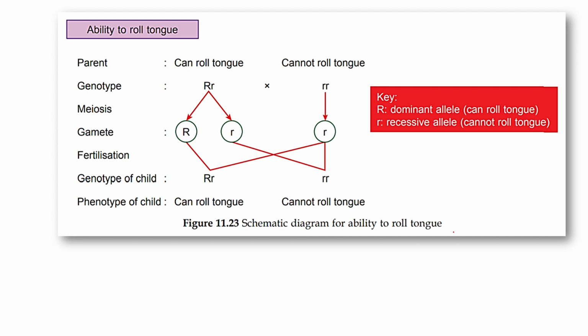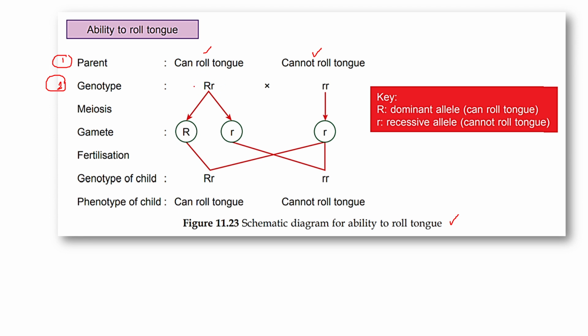Let's draw the schematic diagram for the first characteristic, the ability to roll tongue. We start by showing the parents' phenotype, can roll or cannot roll tongue. From here, we write down the genotype. Just now we mentioned that if you can roll your tongue, that is a dominant trait. Therefore, we use capital letter R.